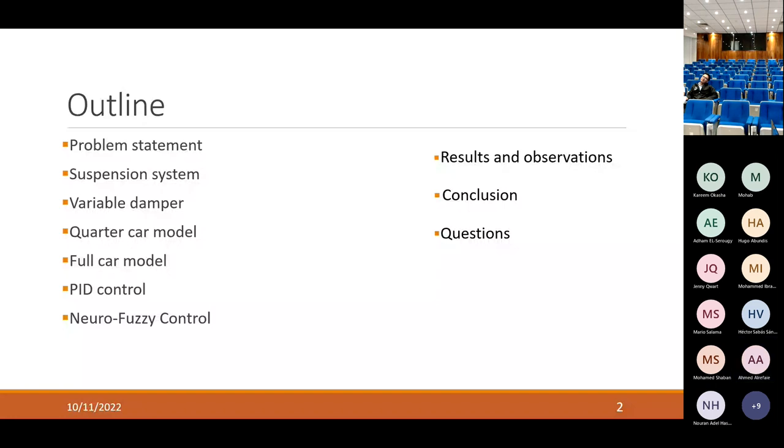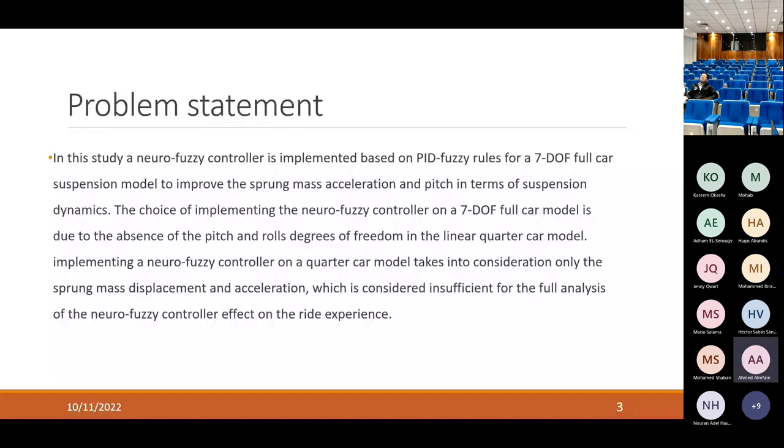First of all, my problem statement in this study is that a Neuro-Fuzzy controller is implemented based on PID fuzzy rules for a 7-degree of freedom full car model to improve the sprung mass acceleration and pitch in terms of suspension dynamics.